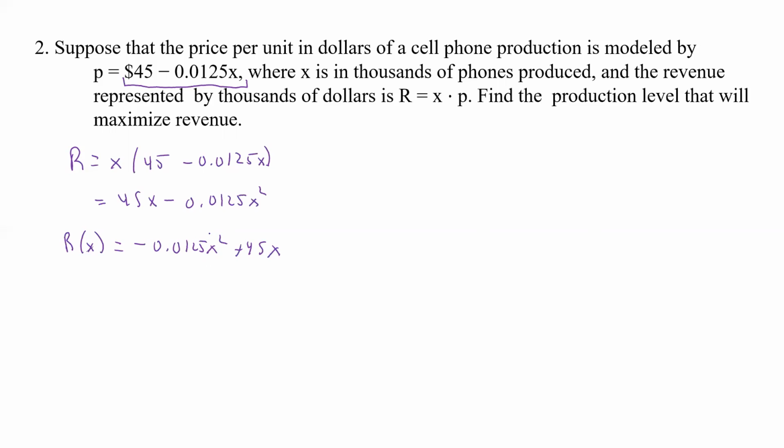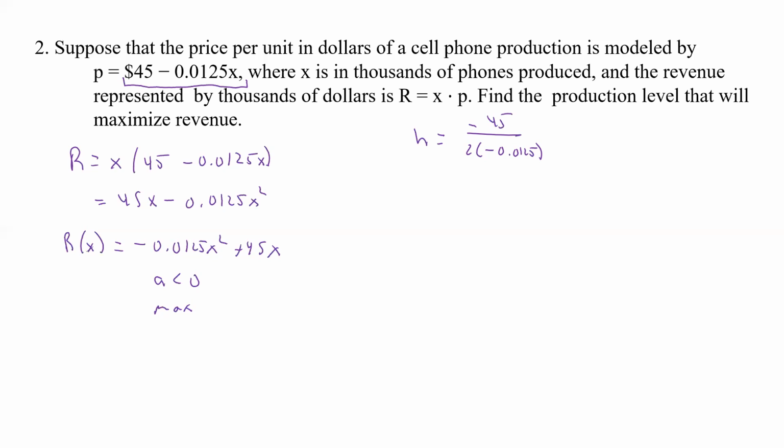That's a parabolic structure because we have an x squared, it's quadratic. And now, a is less than 0, so it's going to be a max. And so we need to find our h and our k. So h equals minus b, where b is 45, over 2 times a, which is negative 0.0125. If we plug that into our calculator, negative 45 divided by 2 times 0.0125, that gives us 1,800.